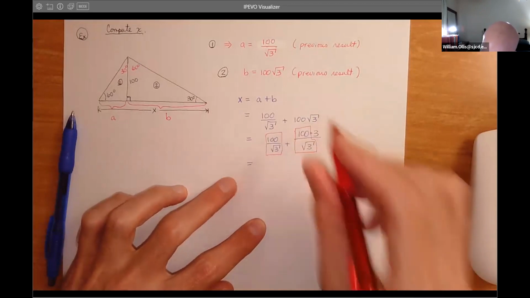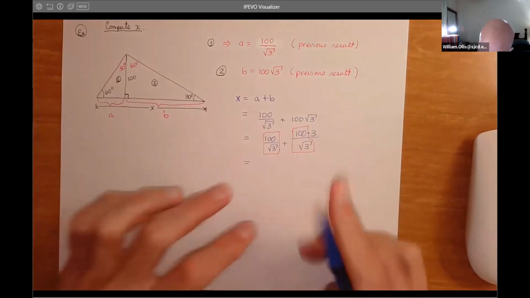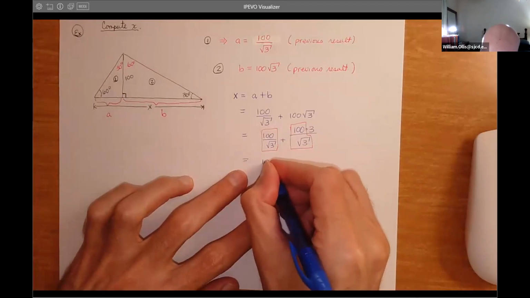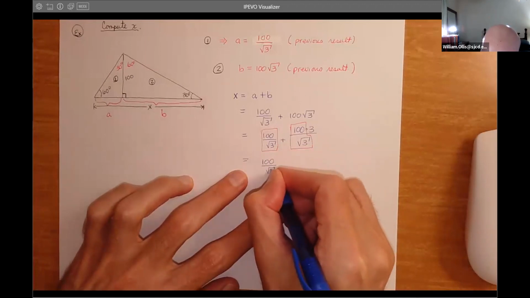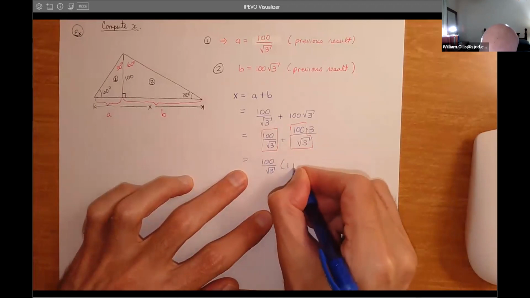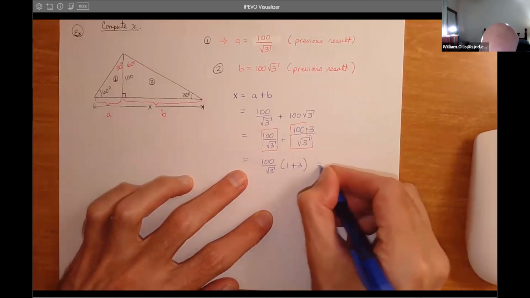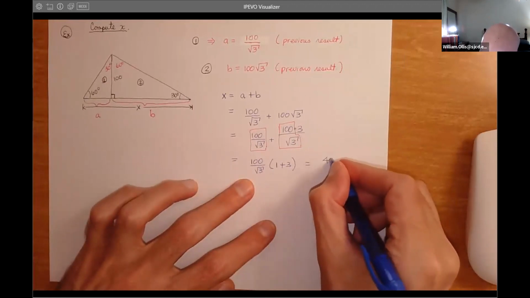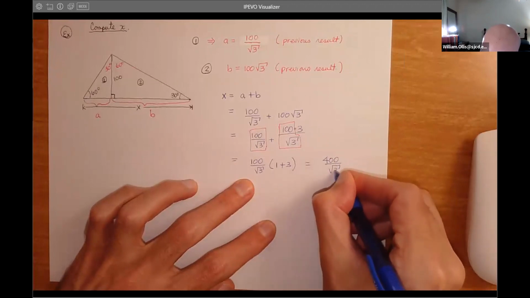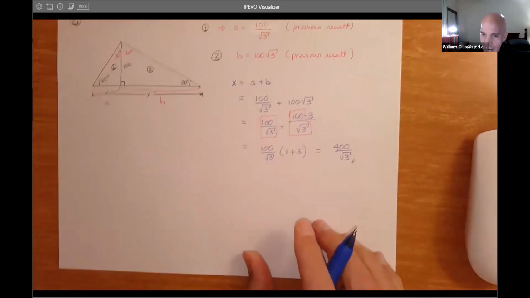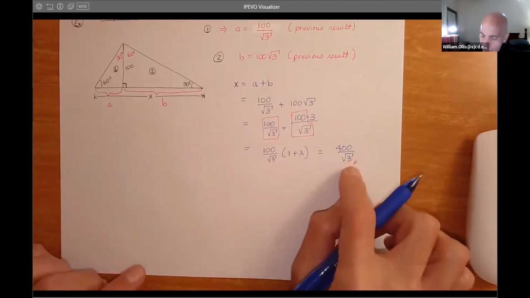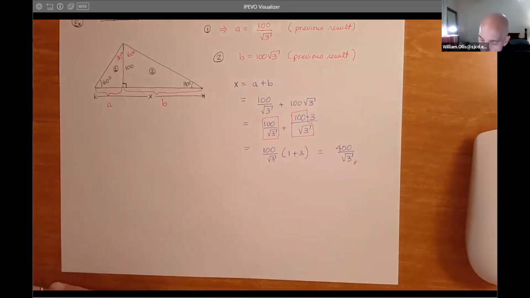I always like to do this because you did this in high school geometry, but I know it's been a while. So 100 over root 3 times 1 plus 3. So this just gives us 400 over root 3. And that's a nice, beautiful answer. And I don't care if the square root's in the denominator. That's a nice, neat answer.